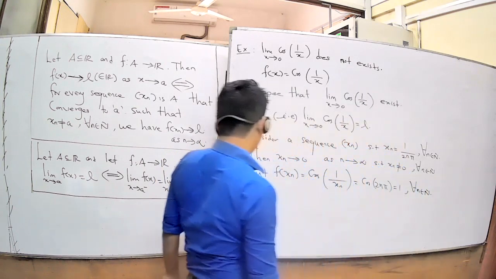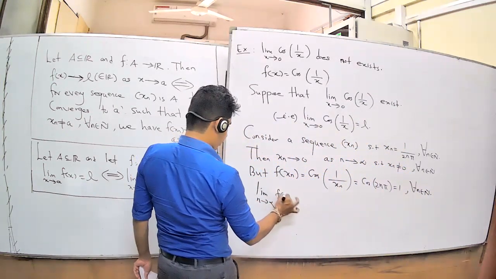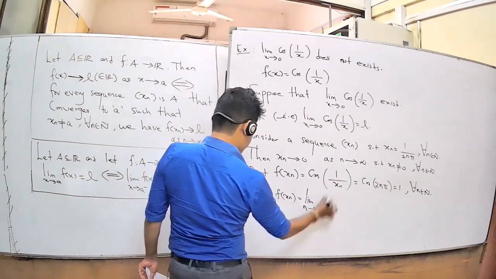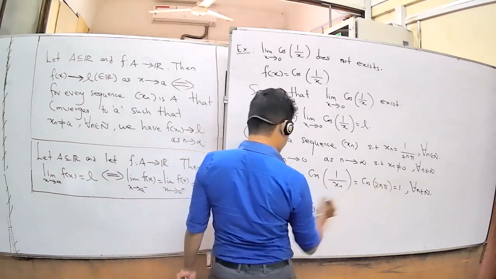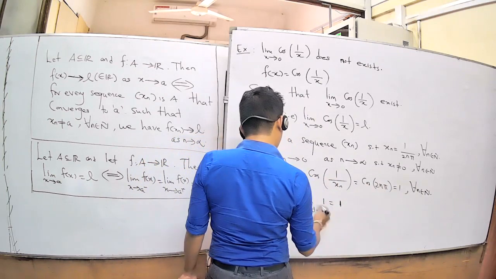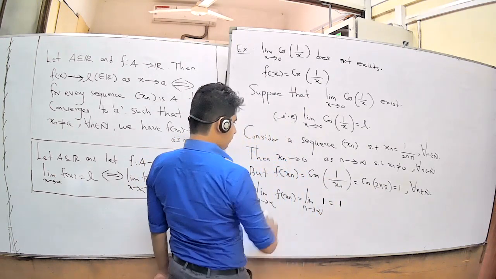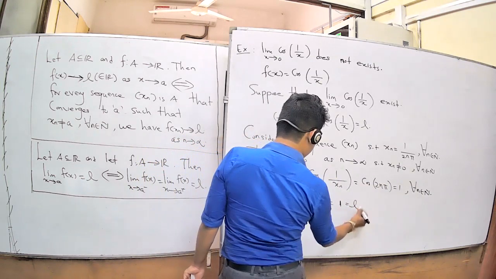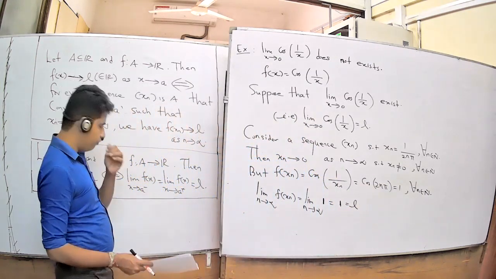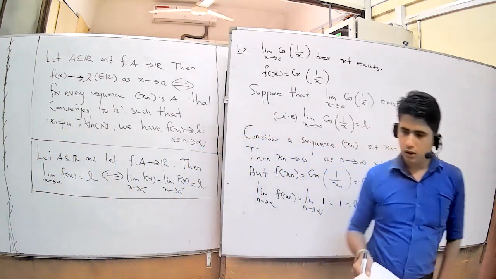Now you take the limit of this part, the limit as n tends to infinity of f of Sn. Here the value of f is 1, so as n tends to infinity it is a constant, and the limit is 1. This limit is your L. You need to understand that the limit value is a unique value.